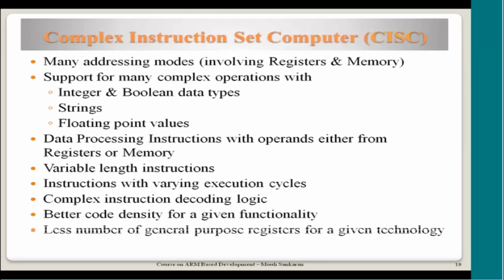Now, what else do we see? CISC has fewer general purpose registers for a given technology. The reason is that we have already spent a lot of chip area in designing the decode logic as well as other required digital circuitry within the chip to perform these complex operations. The effective space available for keeping the general purpose registers in the CPU has come down. Because of that, for a given technology, the general purpose registers available on a CISC processor are fewer compared to a RISC processor.